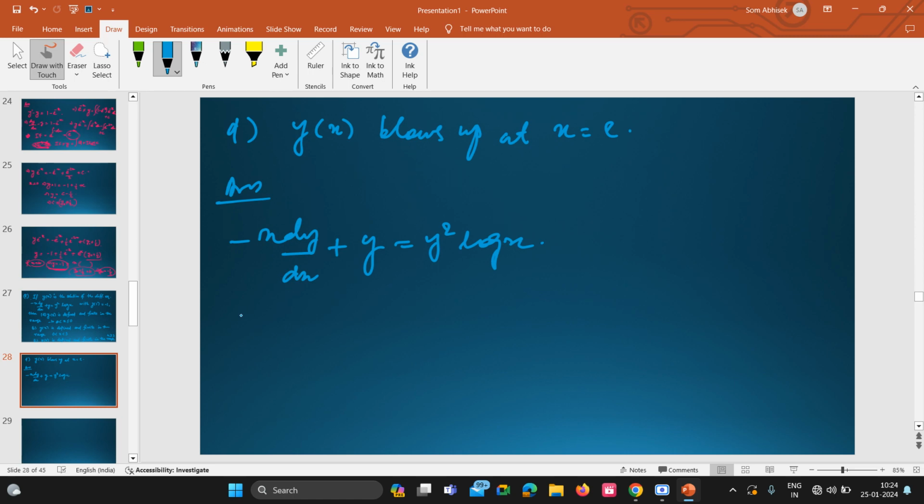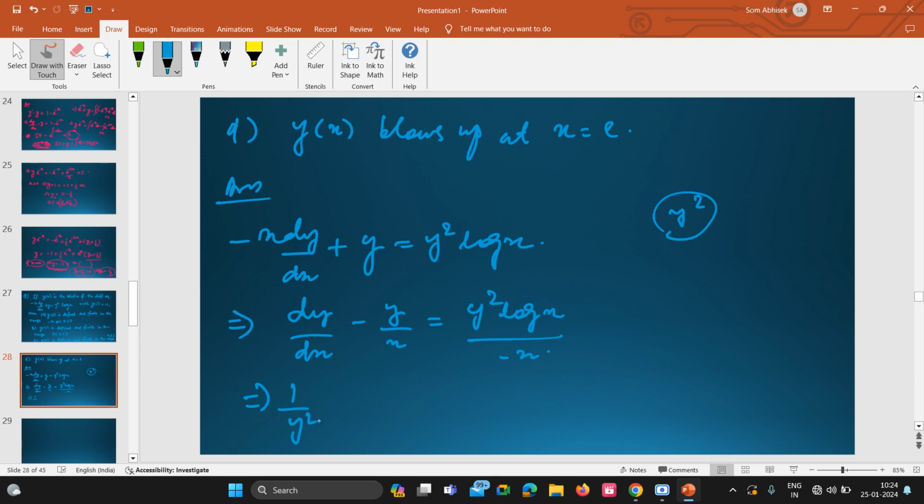I'll solve it again. dy by dx minus 1 by x times y is equal to y squared log x by x. Now see, there is a power of y squared here. As I told you, if there is a power, we should divide by it. So divide by y squared: y to the minus 2 dy by dx minus 1 by x times y to the minus 1 is equal to minus log x by x.